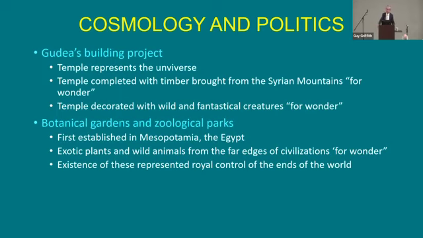So starting the second millennium, the Assyrians first, and then later on the Egyptians began building zoos and botanical parks. They would bring in plants from all over, especially from the Syrian mountains, and exotic creatures from the far edges of the world. This represents the cosmos, which the king controlled. So the first botanical gardens and zoological parks were set up for propagandistic reasons. And the kings explicitly say, this is for wonder at the power of God and God's representative on earth, namely the king. Okay? So this is the background.